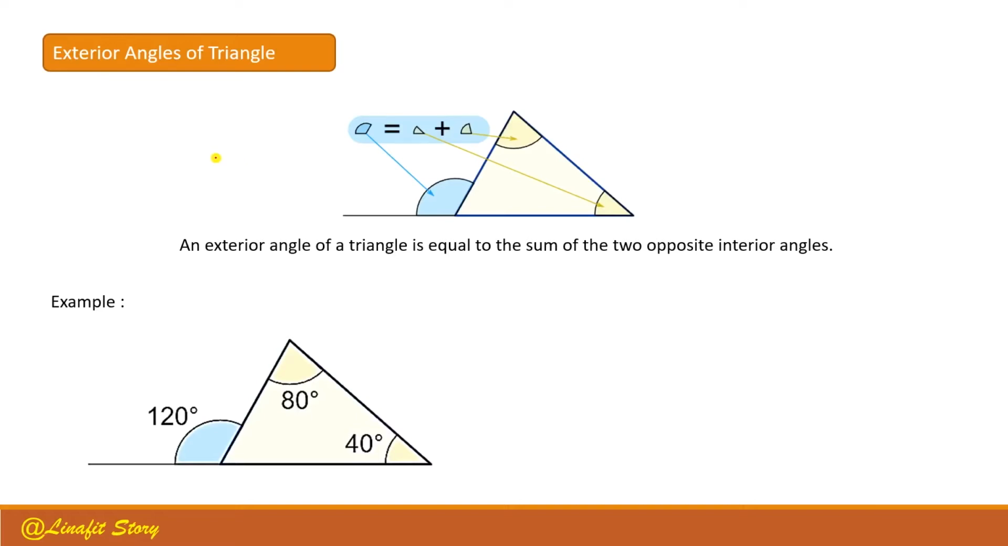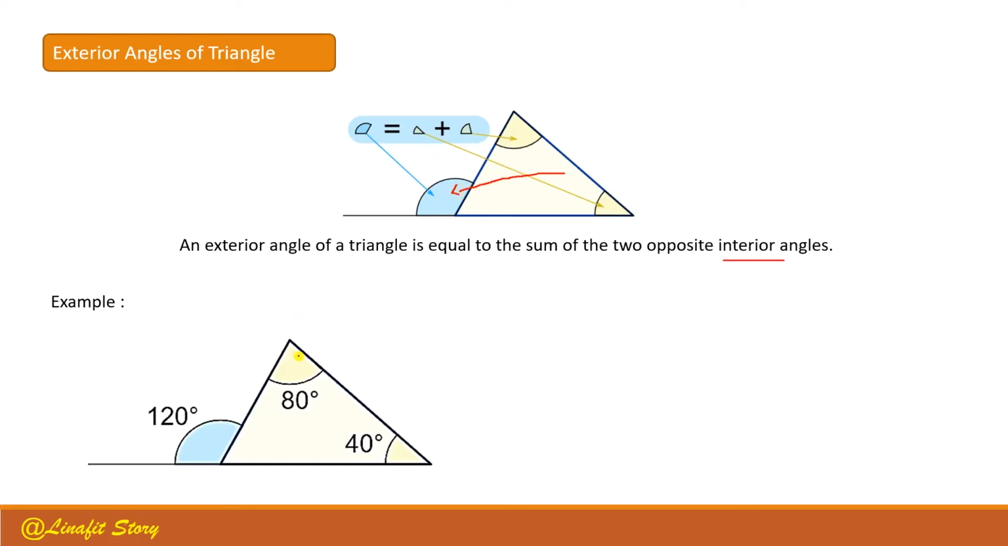Exterior angles of a triangle. An exterior angle of a triangle is equal to the sum of the two opposite interior angles. Remember, interior angles are the angles inside a shape, inside a triangle. So the angle opposite from these two interior angles is this one, colored blue.